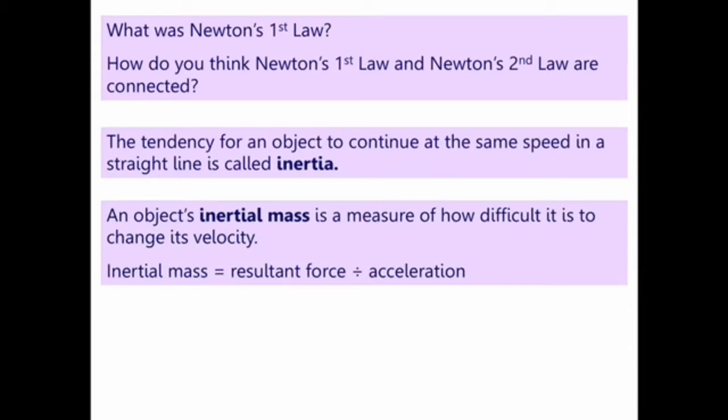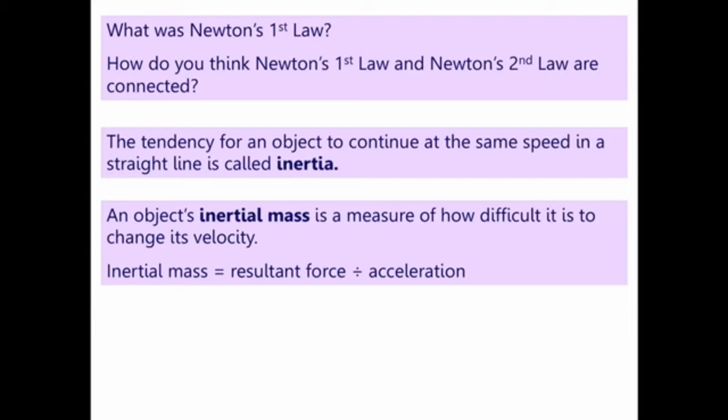So we have this thing called inertial mass, and that's the proper term for mass. It's a measure of how difficult it is to change the velocity of something, and inertial mass is defined as resultant force divided by acceleration, or some places you see it described as the ratio of resultant force to acceleration. And ratio in this context just means you divide.